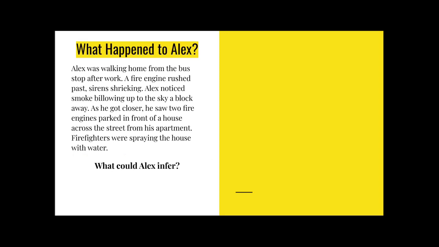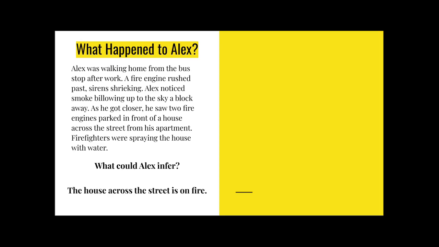So let's think for a moment about what happened to Alex and practice a little bit with making inferences. Alex was walking home from the bus stop after work. A fire engine rushed past, sirens shrieking. Alex noticed smoke billowing up to the sky a block away. As he got closer, he saw 2 fire engines parked in front of a house across the street from his apartment. Firefighters were spraying the house with water. So let's think about what Alex could infer.